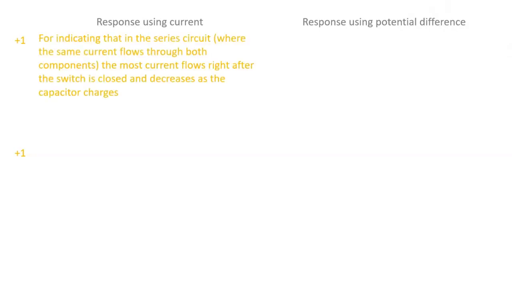So the final 2 points involved discussing your response using current, conservation of charge, or using potential difference, which was conservation of energy. So if you responded using current, your point would be for indicating that in the series circuit, where the same current flows through both components, the most current flows right after the switch is closed and decreases as the capacitor charges.